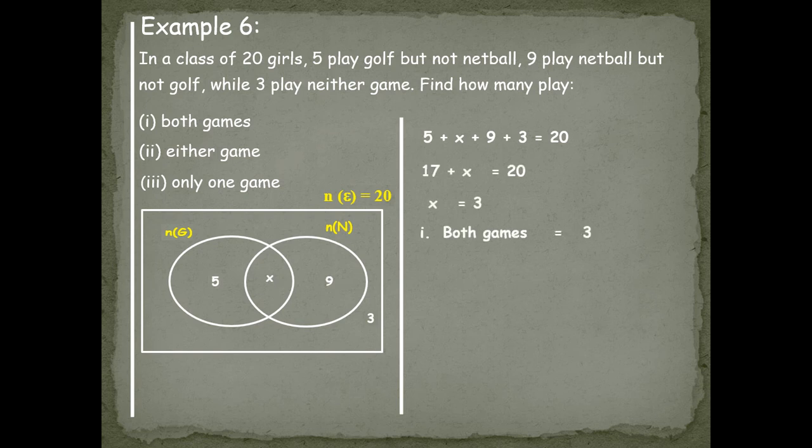So how many play both games? 3. How many play either? That means the union. We shall take 5 plus 3 plus 9, which gives us 17. Only one game, that means golf only and netball only, which is 5 and 9, giving us 14.